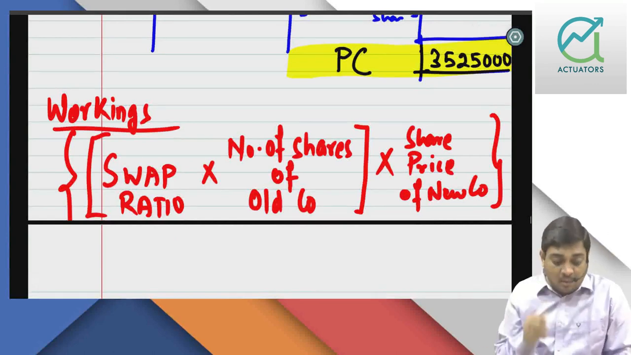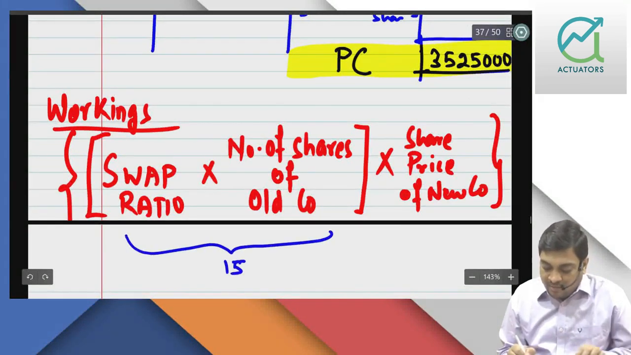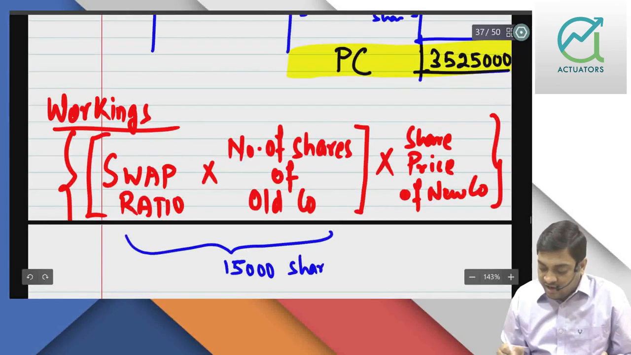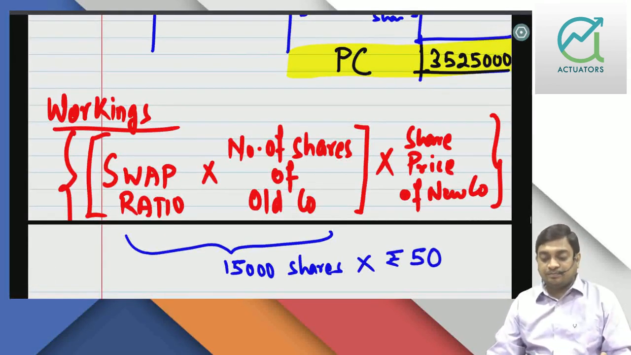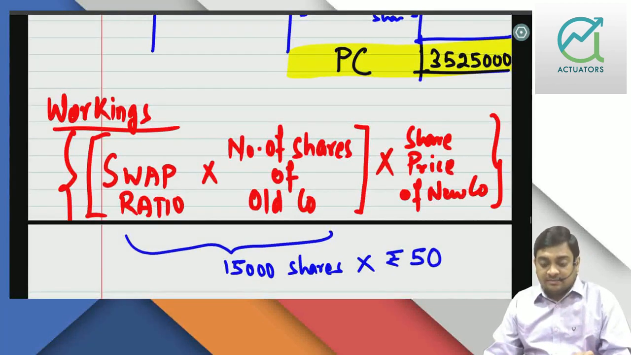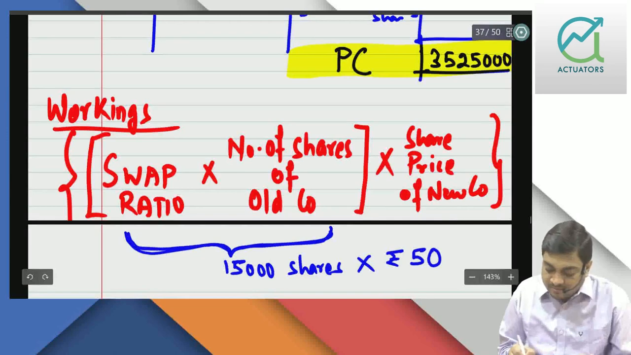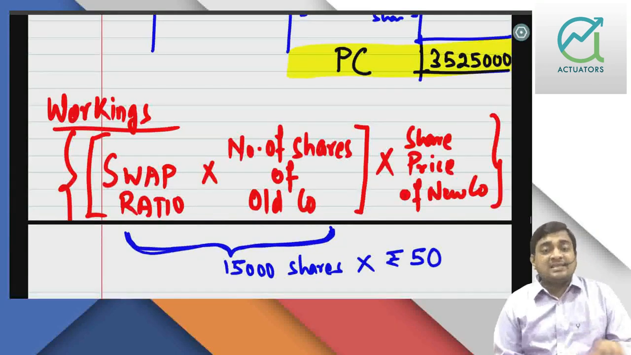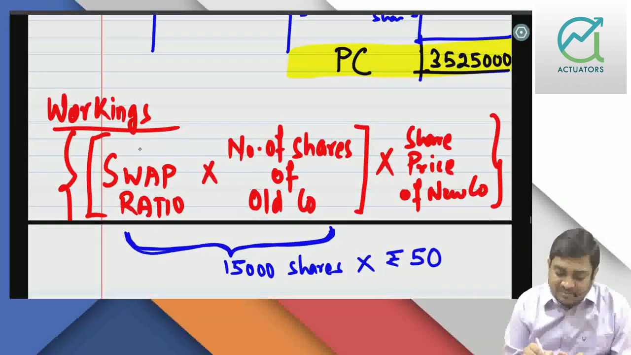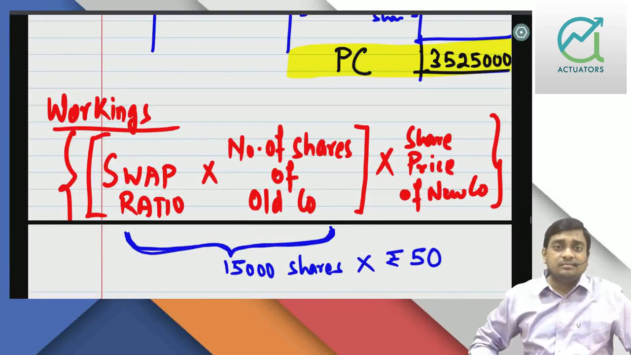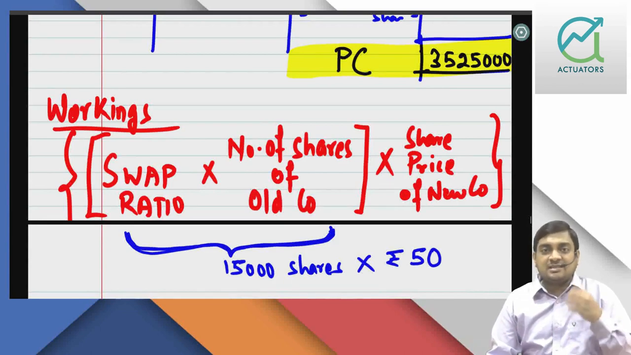So last class, which we did case number one, it was clearly mentioned that new company gave 15,000 shares and its share price was 50 rupees. Right. And today we have learned how new company determines how many shares to give, that is swap ratio into number of shares of old company. Now how this swap ratio is being calculated, that we will cover in the next class.